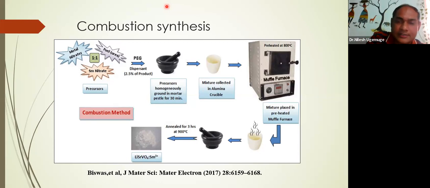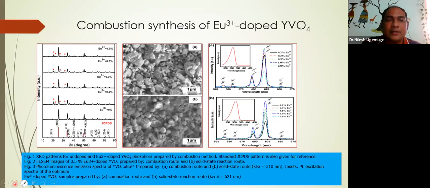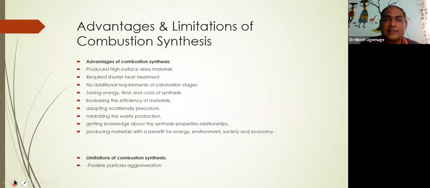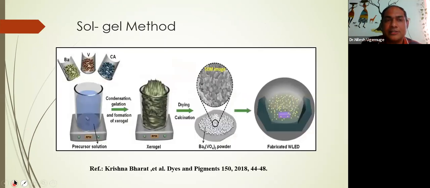And again, after that, a similar kind of process follows, cooling. Then we have the XRD of the prepared sample after combustion. Here you can see the XRD of the YVO4:Eu3+ prepared by combustion. These are the SEM micrograph and the PL spectra of that. So this is combustion synthesis. These are the advantages as well as limitations.